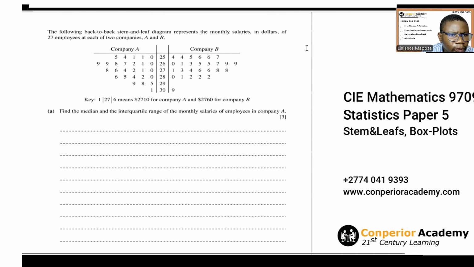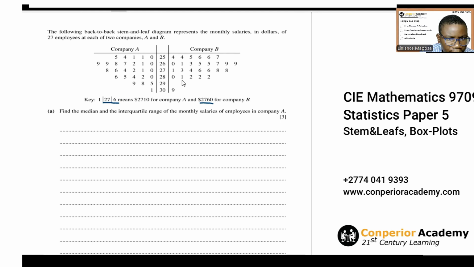The next question says the following: the back-to-back stem and leaf diagram represents the monthly salaries in dollars of 27 employees at each of two companies, company A and company B. Okay, read your scale. So if I have 276, this means 2,760. So there's a zero that is not included here. You need to add zero to whatever number you have.